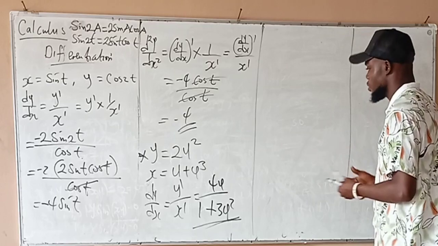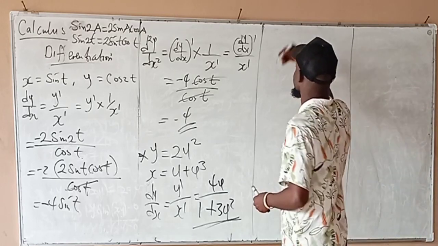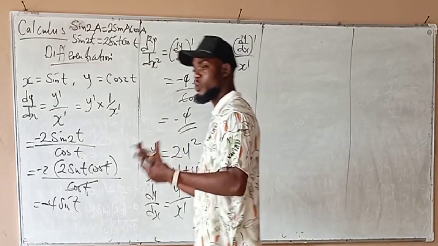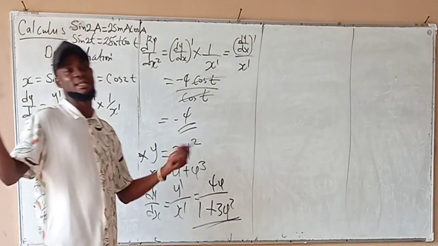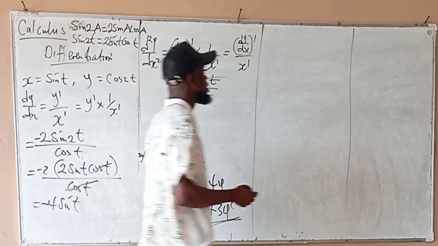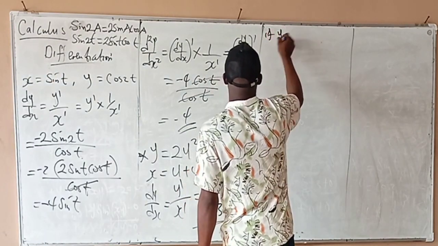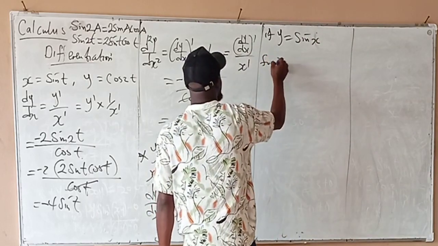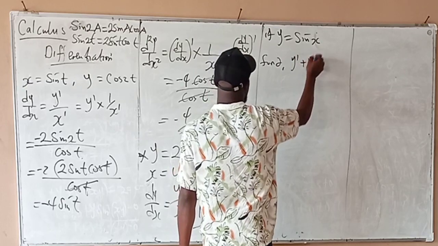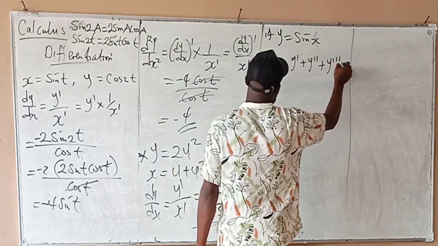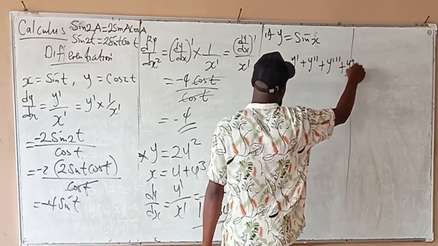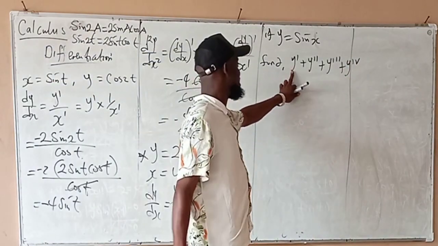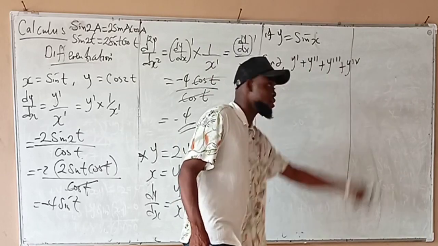Now, remember I do summary. Successive differentiation means when you differentiate a particular function 1, 2, 3, 4, 5, 6 times, and so on. E.g., if y is equal to sin x, find y prime plus y double prime plus y triple prime plus y fourth derivative. This one means differentiate it once, twice, thrice, and 4 times.